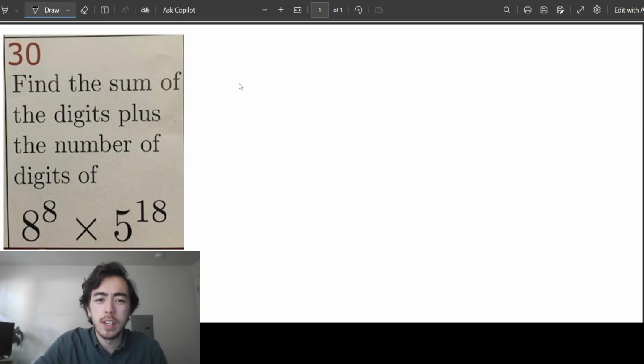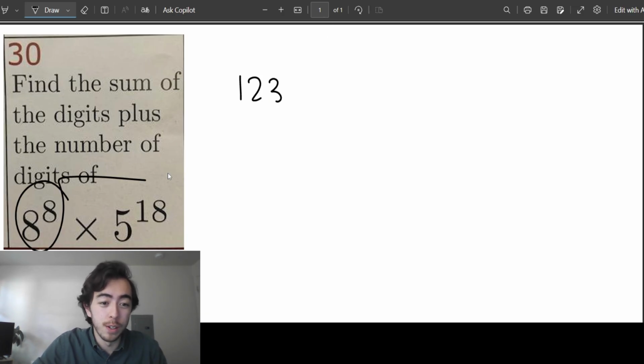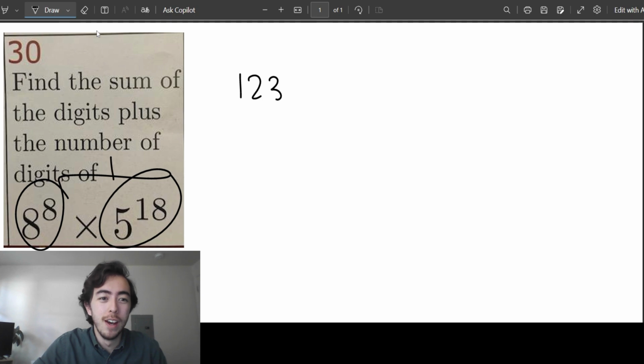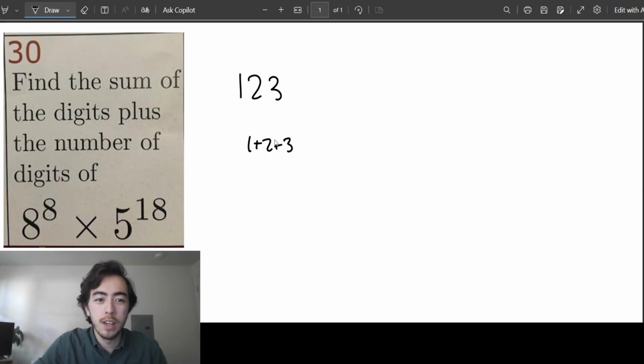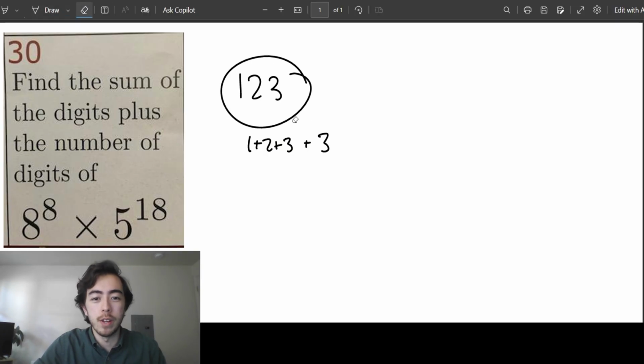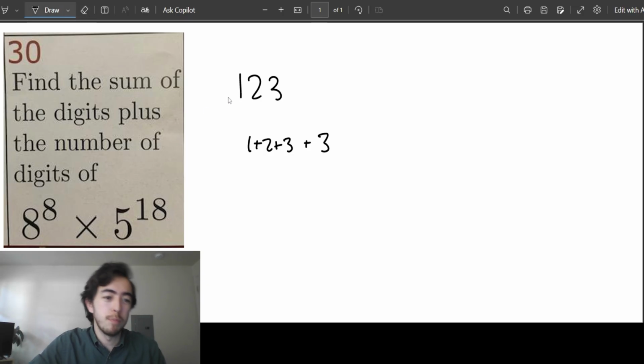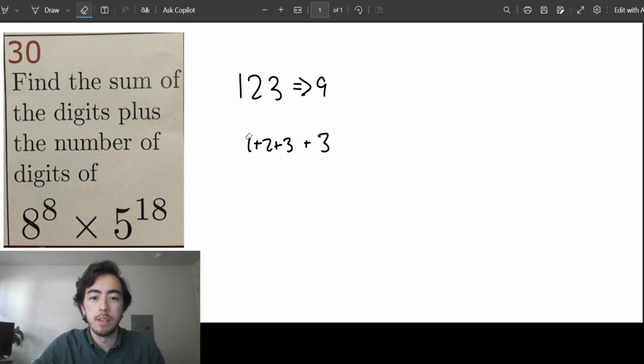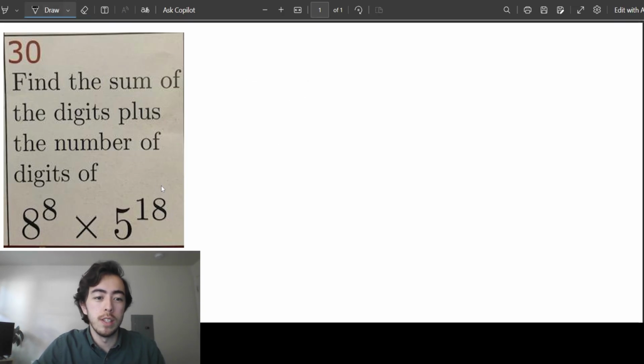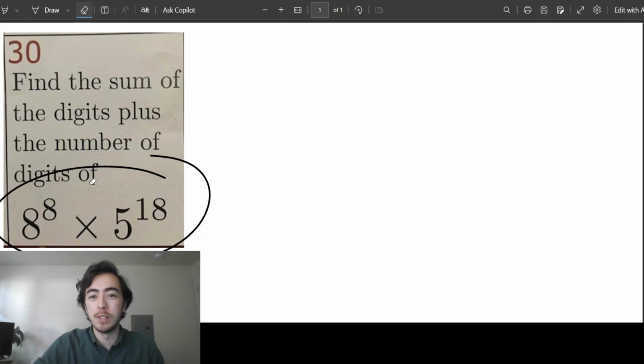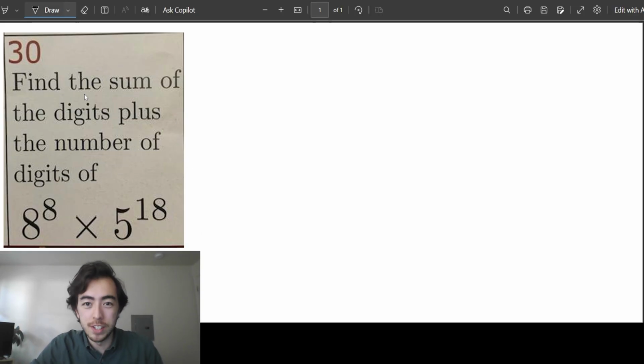So I assume what they're saying is, let's just say that number is 123. Of course it's not. It looks way bigger than 123. We would just need to sum the digits, so 1 plus 2 plus 3, and then plus the number of digits. So for this number right here, I would tack on another 3 like this. So summing the digits plus the number of digits for 123 would give us the number 9. So we just need to figure out what this number is right here, and then count the number of digits, add the value of the digits, and then hopefully we get 30.